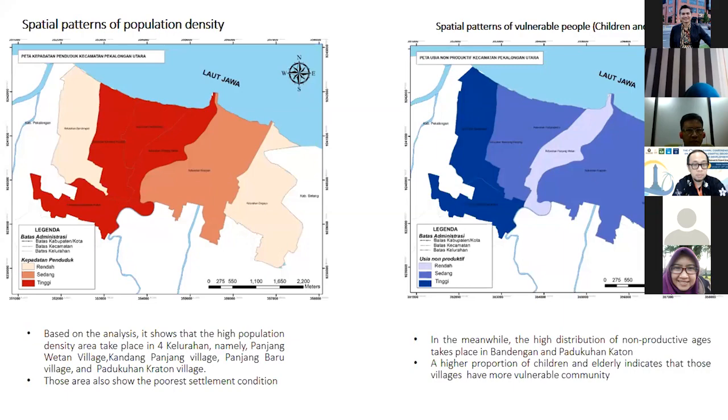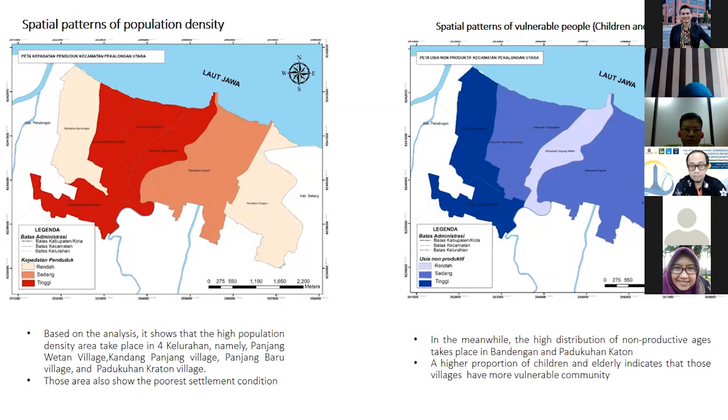This is the spatial patterns. In this study we map the patterns of the population density, and other patterns like the vulnerable people. We focus on the non-productive age, especially the number of children and the number of elderly. In those 7 vulnerable villages, we can have a map like this.